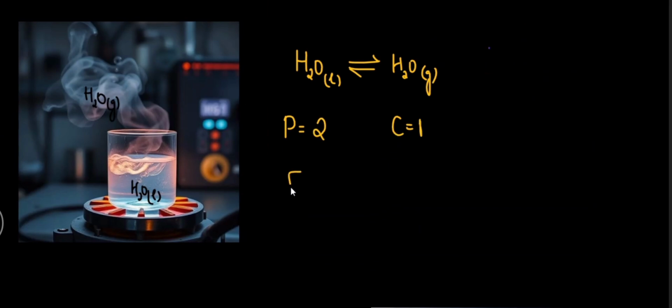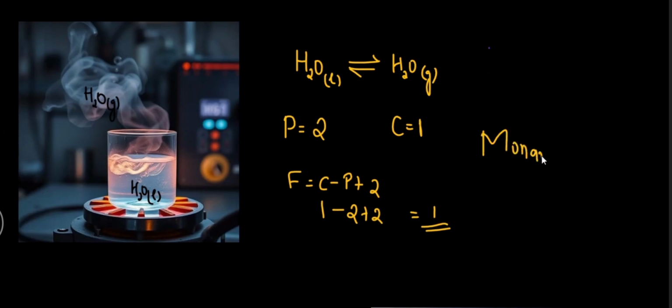Now to calculate the degree of freedom, we know the formula F is equal to C minus P plus 2. 1 minus 2 plus 2. Again, I am going to get degree of freedom as 1, which indicates this is also a monovariant system where a temperature or pressure or composition would be required to define this system.